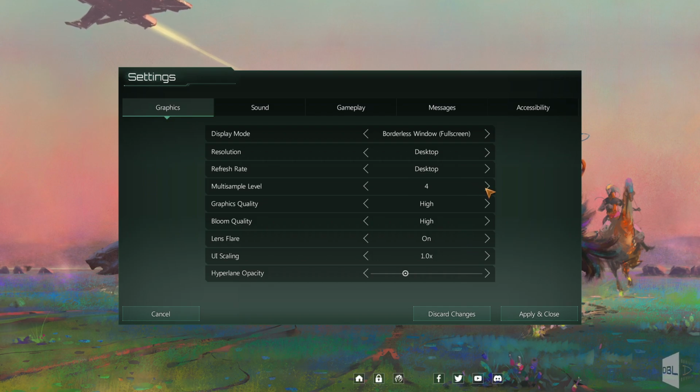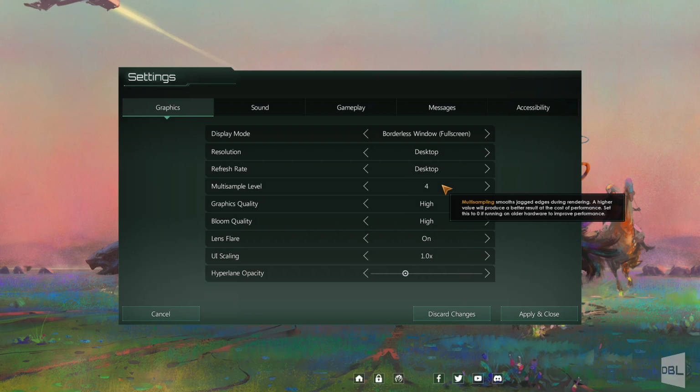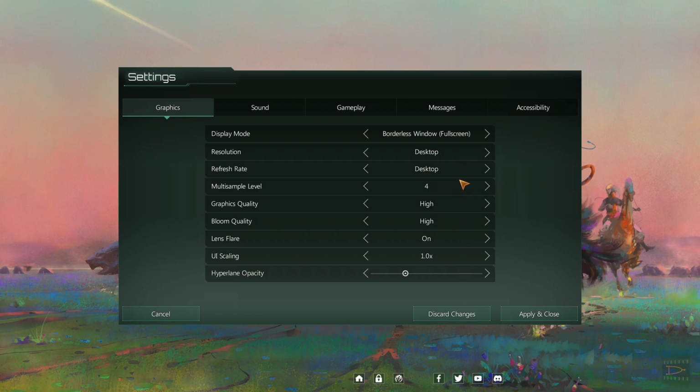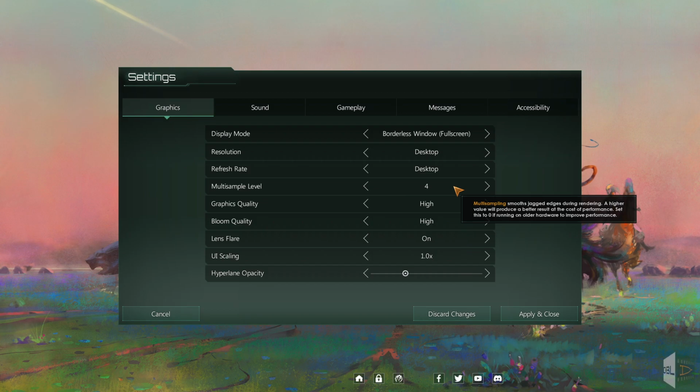Multi-sample level. Is there a way to get info on what this is? I guess this is like hover. There we go. I'm not used to playing PC games. Currently playing Dark Souls 3 as my main game. I just wanted to get this set up since I don't really know how long I'm going to be on. Not getting a lot of sleep lately because of reasons.